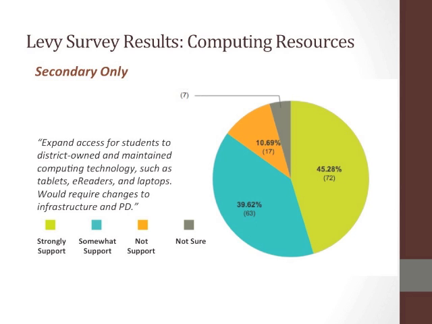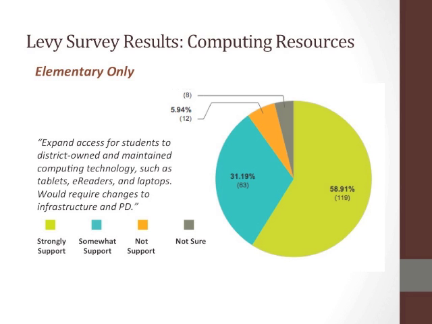Breaking that down by elementary and secondary, here's a slide that shows the results just for secondary responses. You'll note that the strong support decreased a little bit here, but the total support and somewhat support are still evident in terms of the increase in computing support for students in the 2014 levy cycle.